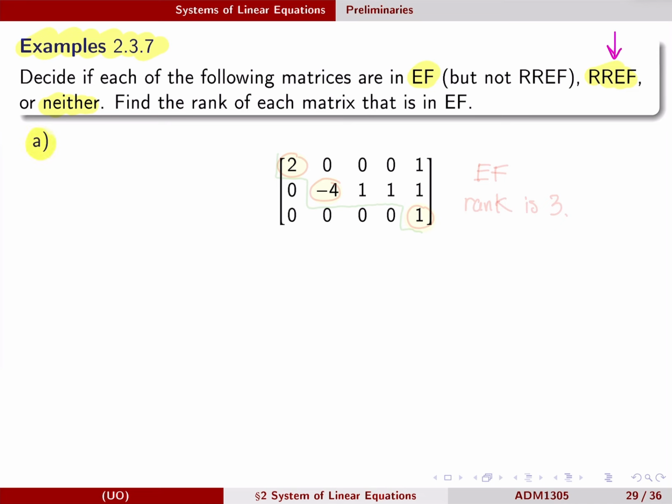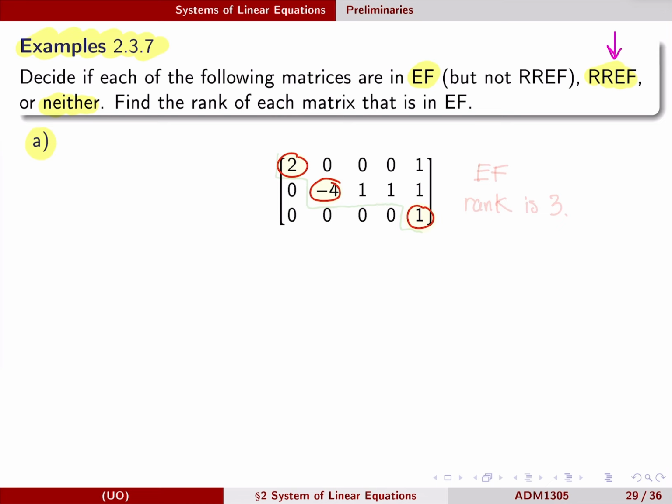So here we go. First example here, A. Let's find our leading coefficients. So we have 2, -4, and 1. Remember, I start from the left. I find the first non-zero entry. And now that my leading coefficients are circled, let's check all the conditions.